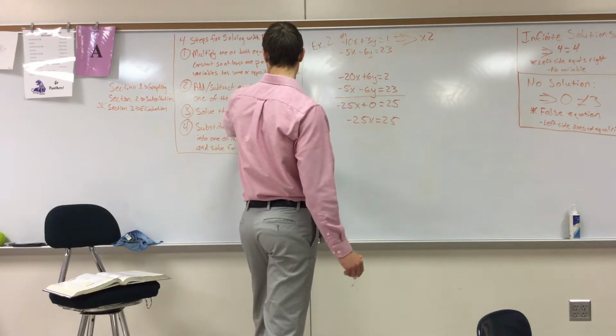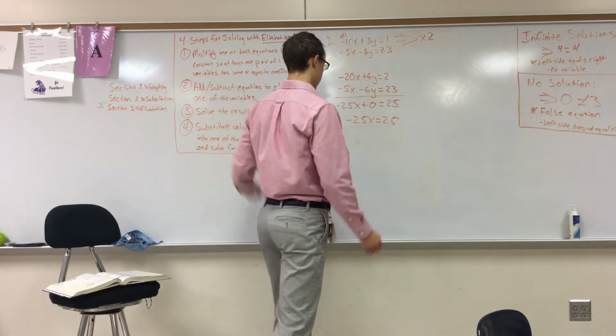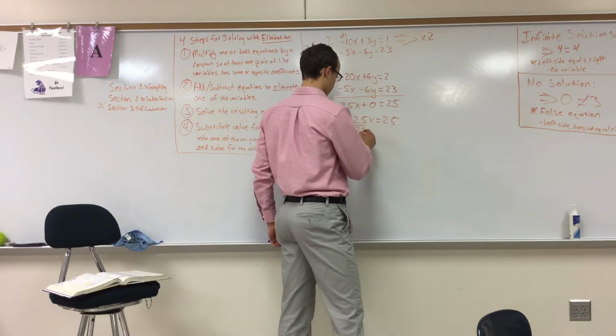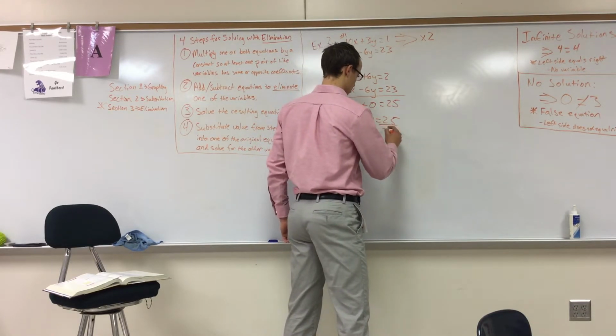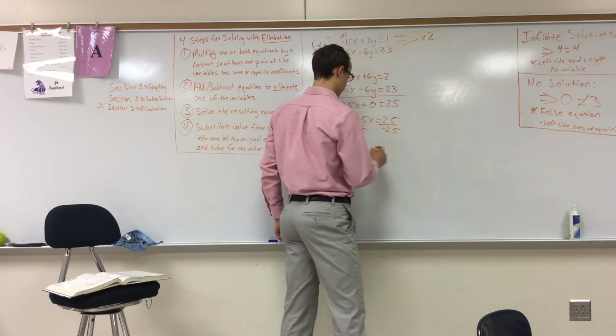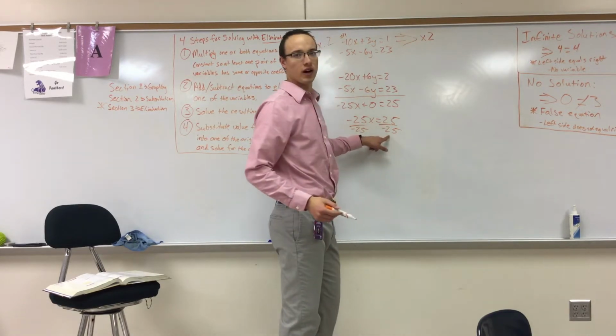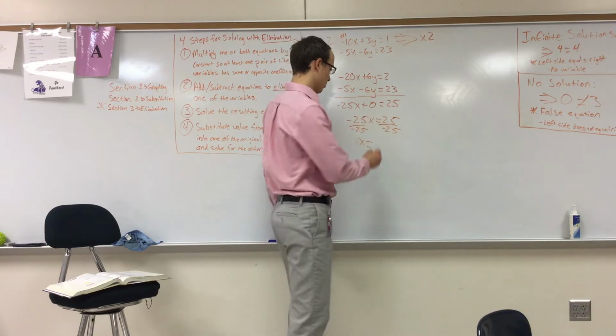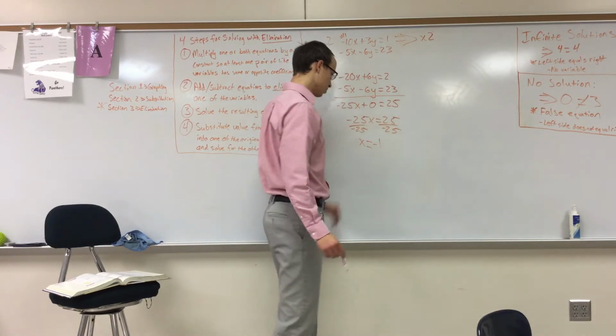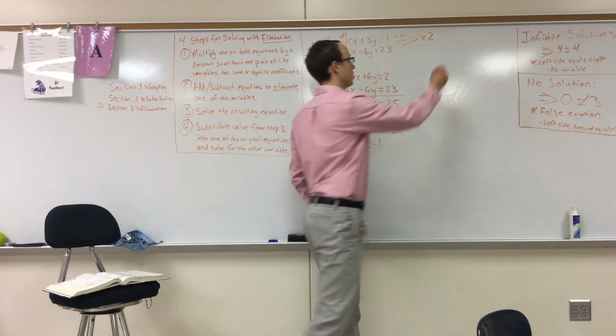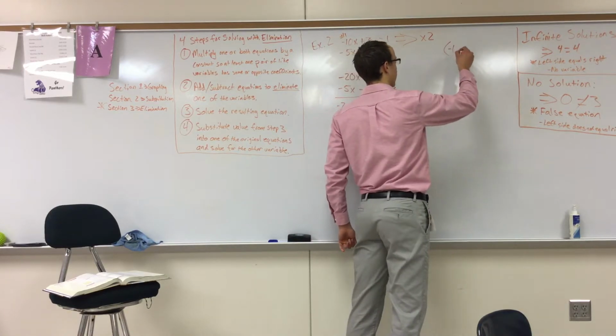And I need to do step 3 now. So divide by negative 25 on both sides. Then I get x equals 25 divided by negative 25. The 25s cancel out, and I'm left with negative 1. So x equals negative 1. Go ahead and write that out here.